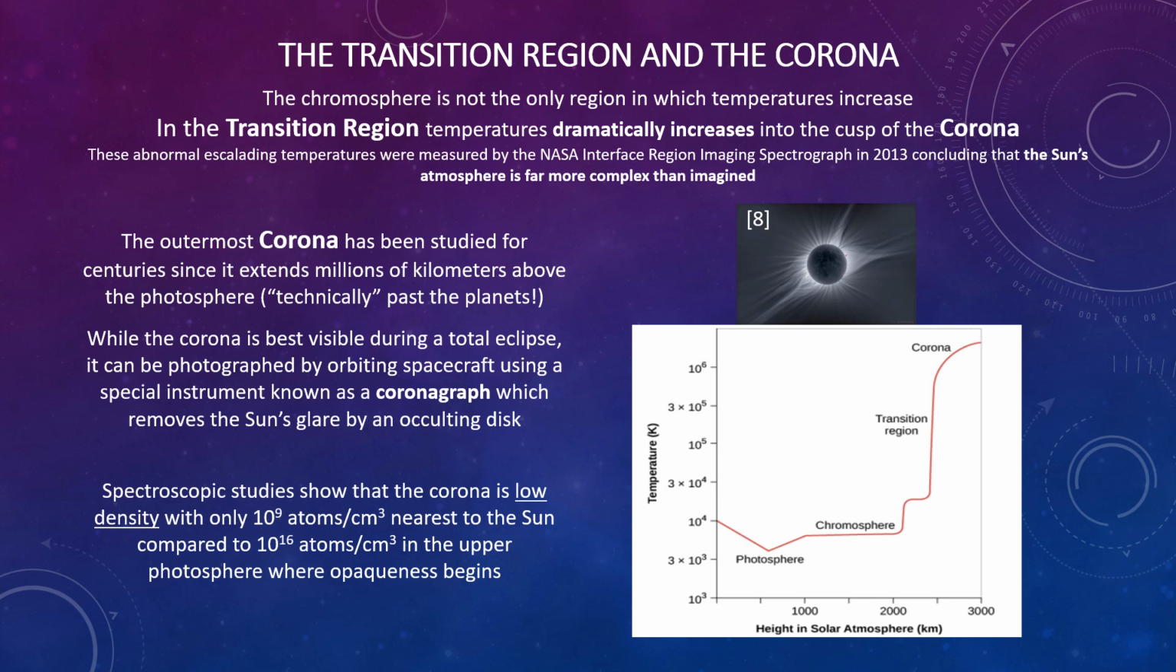Spectrographic studies of the corona have shown that it is very low in density, being at only 10^9 atoms per cubic centimeter nearest to the sun, compared to 10^16 atoms per cubic centimeter in the upper photosphere, where the atmosphere starts to become opaque.